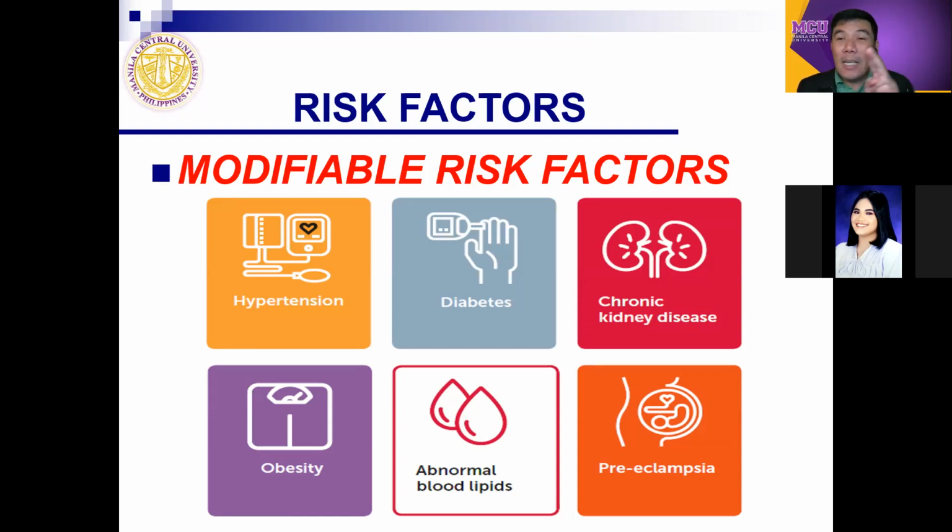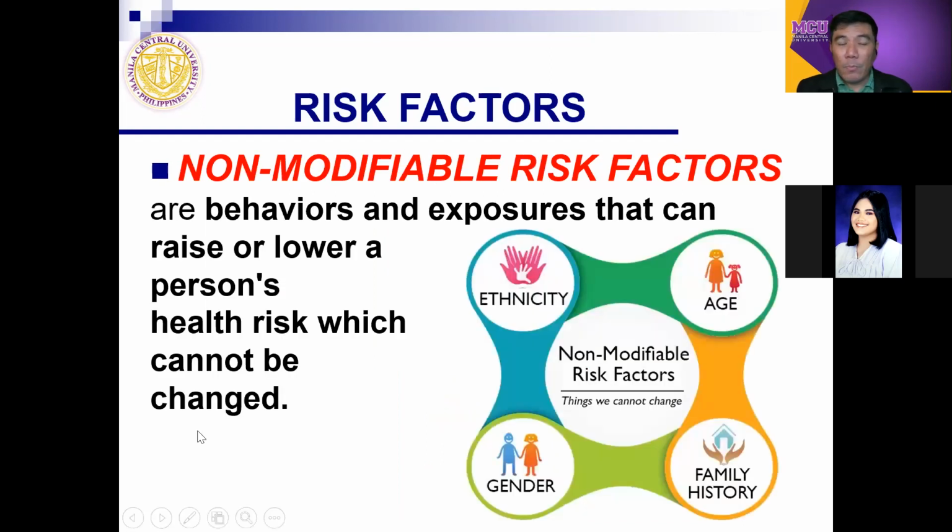Tapos kung existing na ngayon na meron siyang hypertension plus proteinuria, pasok siya sa modifiable risk factors. So it could be both ways. Yung history ng preeclampsia, it could be non-modifiable. Tapos pagpasok ngayon na may existing siyang preeclampsia, modifiable risk factors na siya. Okay? Next po. For the non-modifiable risk factors, these are the behaviors naman and exposures that obviously cannot be changed.